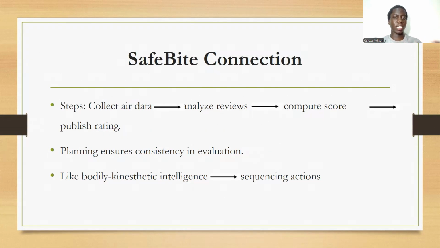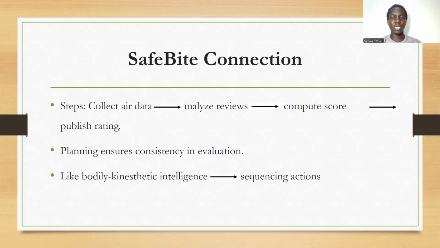So in SafeBite, we can clearly see the planning steps that take place. For example, the system collects air data or any other information. It can be collecting views from the customers that have used certain restaurants, or any other data in line with rating the restaurant. Then the second step can be analyzing the reviews collected. It can also process the air for gases like carbon dioxide and sulfur dioxide. Then it goes on to the next step, which is computing the score according to the algorithm it has been programmed with. It will use the data collected to compute scores for a restaurant.